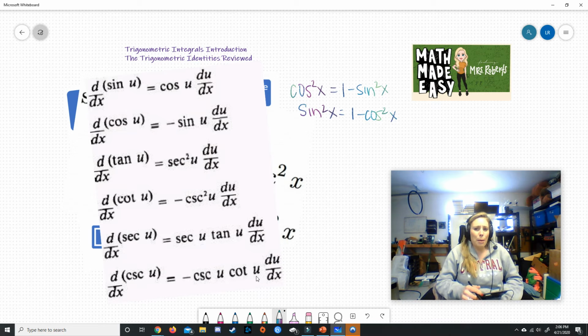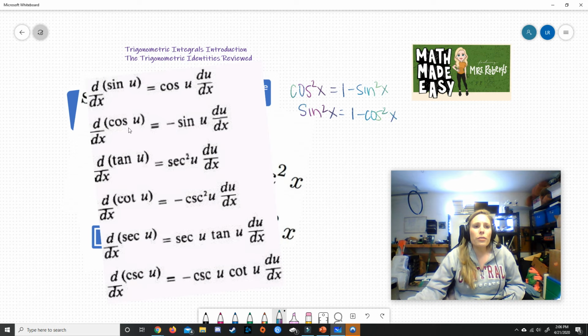One thing that helps me memorize these is that the derivatives of all of the co trig functions are negative. Cosine is negative, cotangent is negative, and cosecant is negative. Tangent and cotangent, their derivatives are squared. And I remember that just because cotangent and tangent are a little bit weird. So there is a little bit of memorizing here.